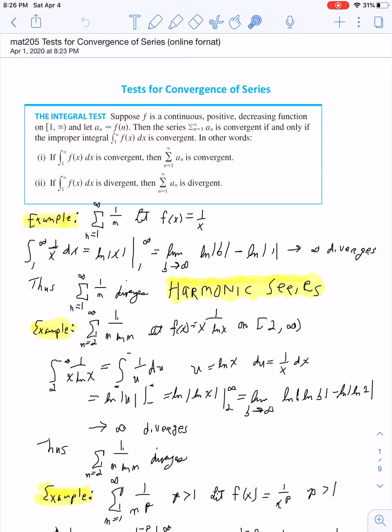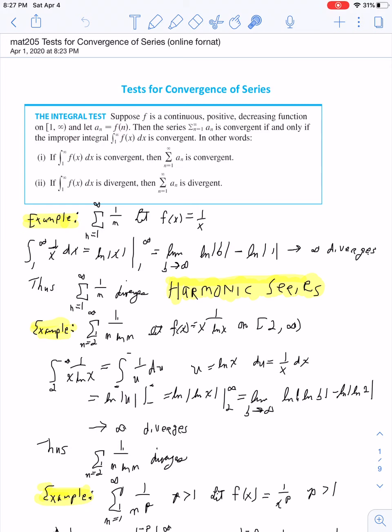All right, so how do I integrate that? Well, I integrate that by u equals ln x, and then du is 1 over x dx. And this becomes the integral of 1 over u du. Notice I drop my limits until I'm talking x again.